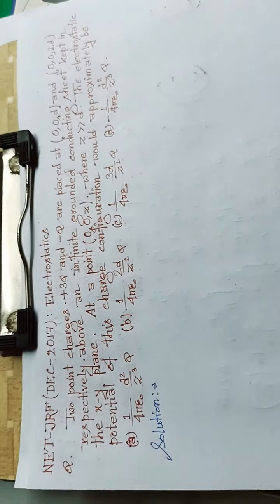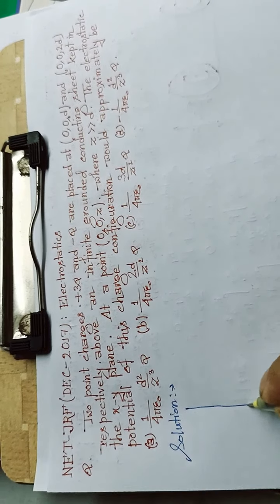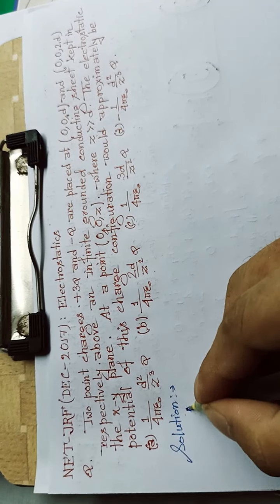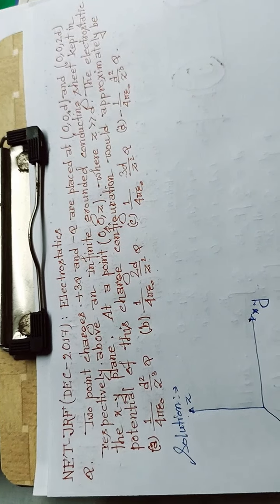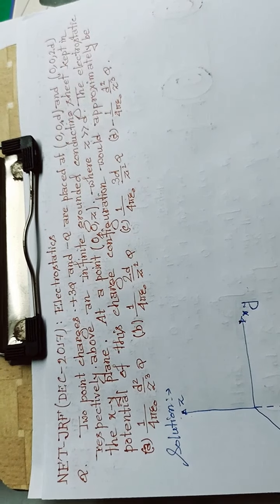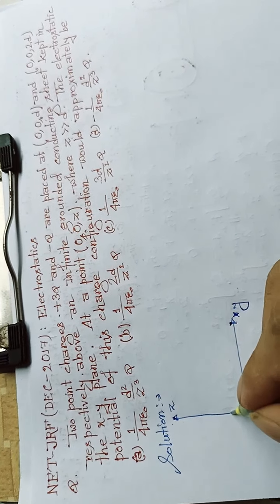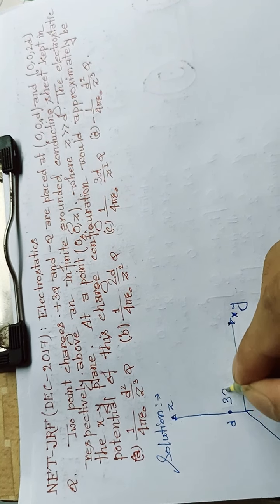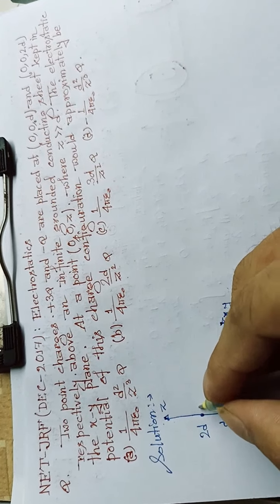For solving this question, first we draw the diagram or figure of the related problem. First we draw a 3D coordinate system: let this be the y-axis, this the z-axis, and this our x-axis. Particles are placed on the z-axis. The first particle is placed at a distance d with charge 3q, and another particle is placed at a distance 2d with charge -q.